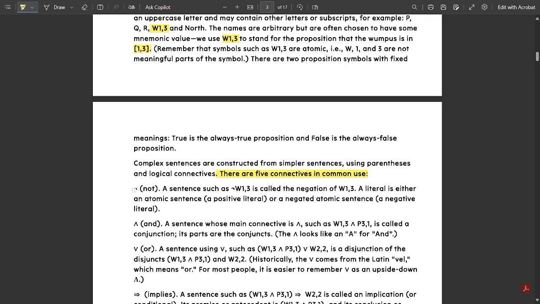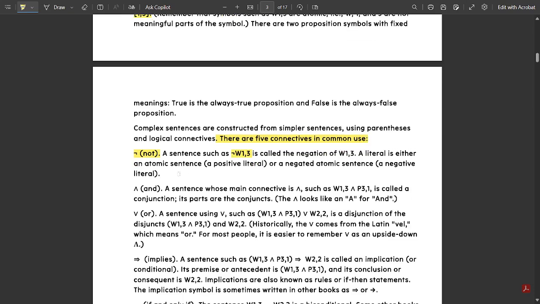First is this symbol here. This is the not symbol. A sentence such as not W1,3 is called the negation of W1,3. If you want to inform anyone whether the Wumpus is there in that position or not, this is the symbol. It says that the Wumpus is not there at that location, that is, the negation of W1,3. A literal is either an atomic sentence, a positive literal, or a negated atomic sentence, a negative literal. So this is the literal.